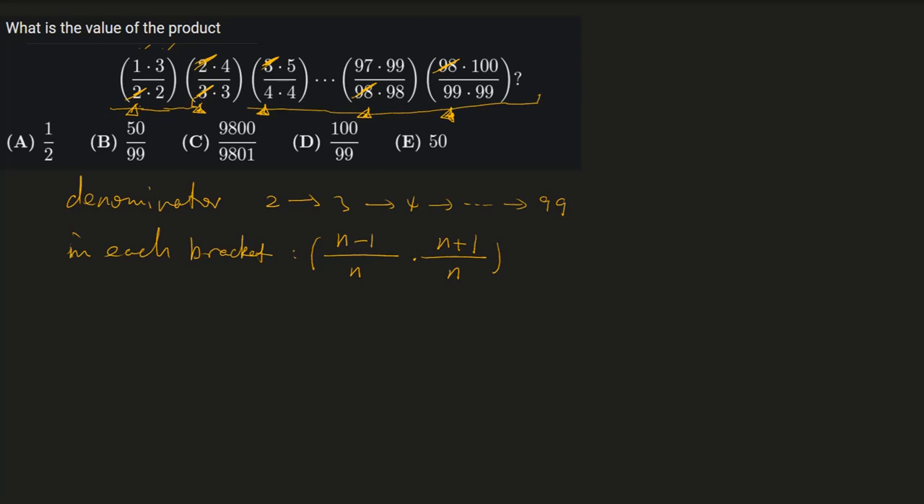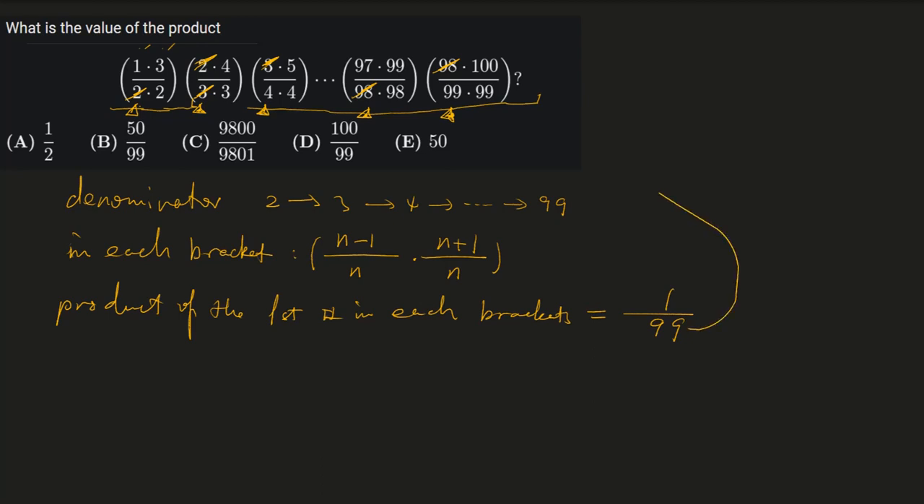Good. So let's say the product of the first number in each parentheses or brackets is what? That equals 1 over 99. So this 99 comes from here. And then this 1 comes from here.